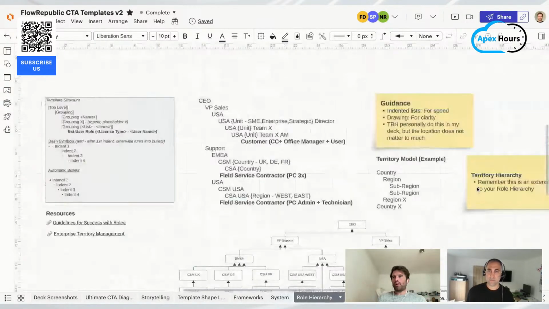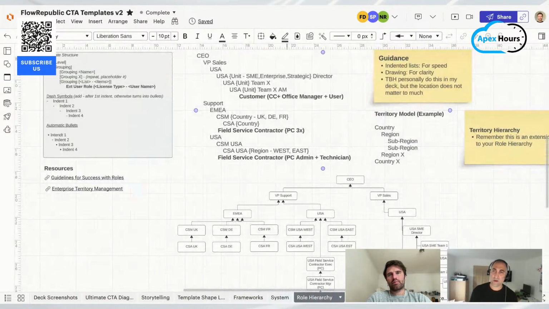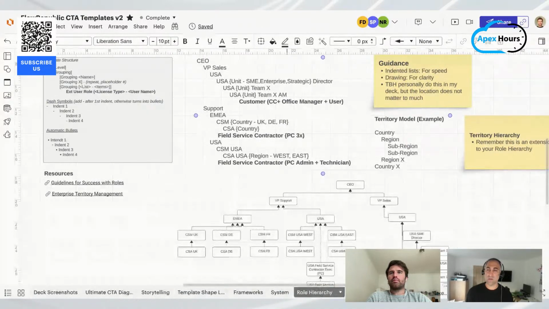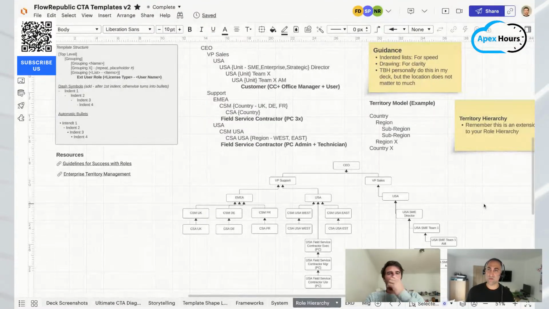So let's start with the role hierarchy. Sam, can you maybe take us through here, please? Yeah, sure. What we're talking about in the role hierarchy is how the various different visibility levels of user groups are going to be organized. Generally, it fits into two ways of describing that.